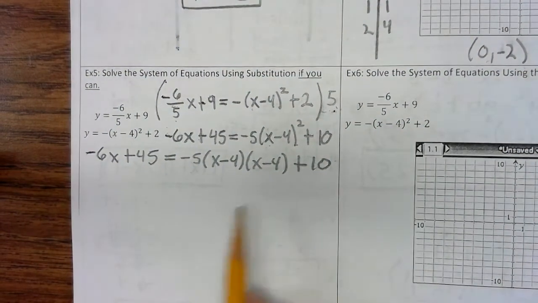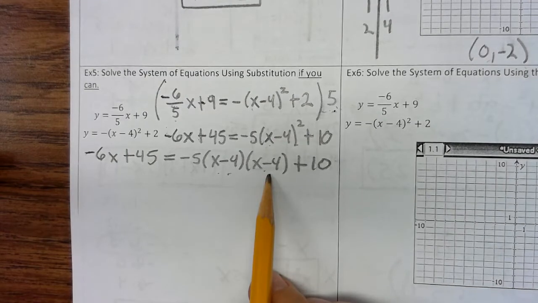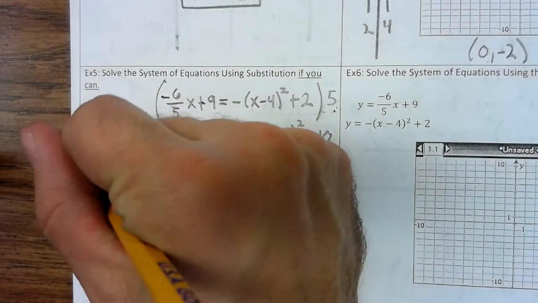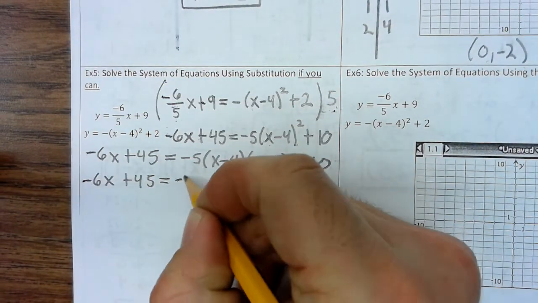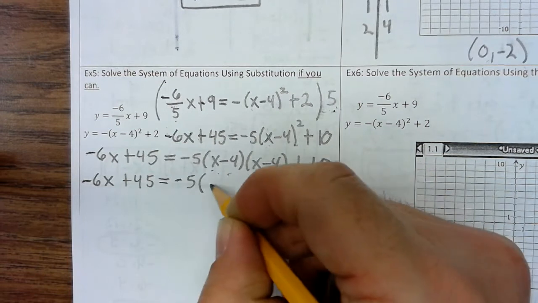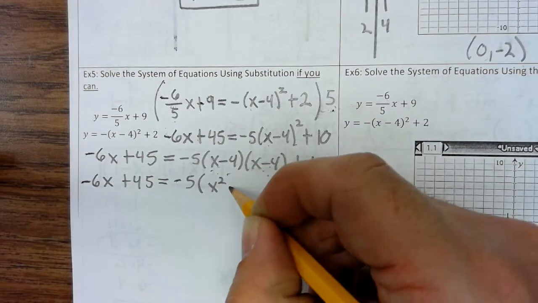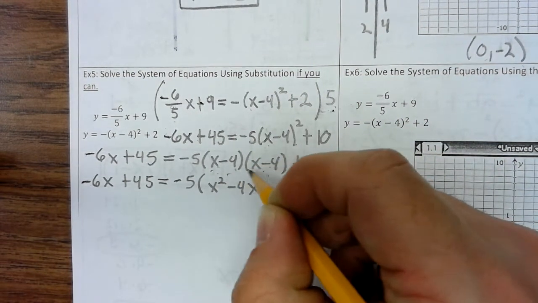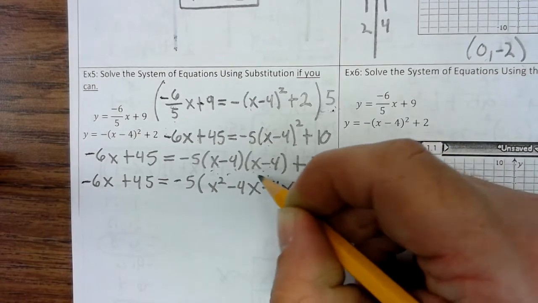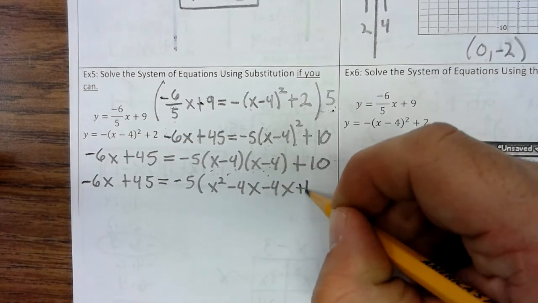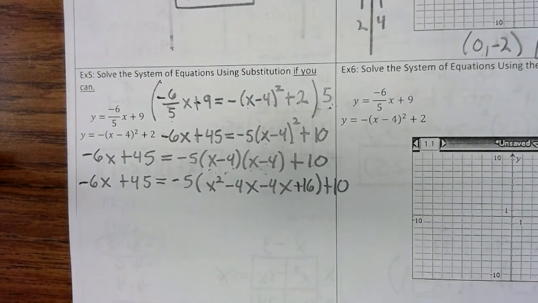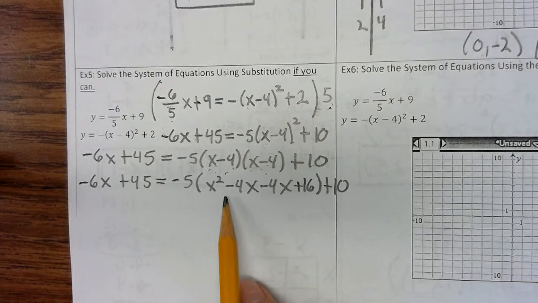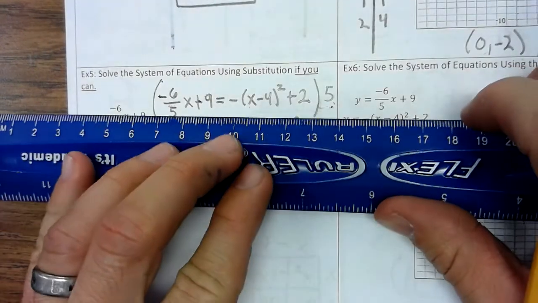So really, we're not going to do anything else except go ahead and multiply this. So that's negative 6x plus 45 equals negative 5 times x times x is x squared. x times negative 4 is negative 4x. Negative 4 times x is negative 4x. And negative 4 times negative 4 is positive 16, plus 10. Now we need to distribute the negative 5.